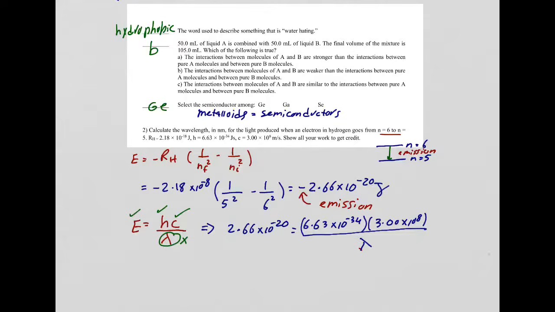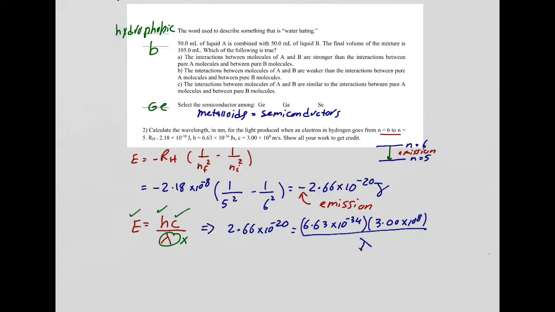Now, how come, conveniently, I forgot the sign? The sign doesn't mean anything. The sign just means emission. I'm trying to figure out wavelengths. I can never have negative wavelengths. So I'm just going to take the absolute value of it. It doesn't matter because I can never have a negative wavelength.